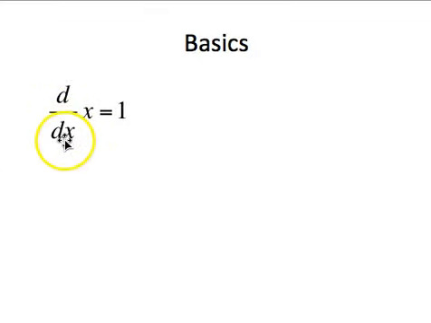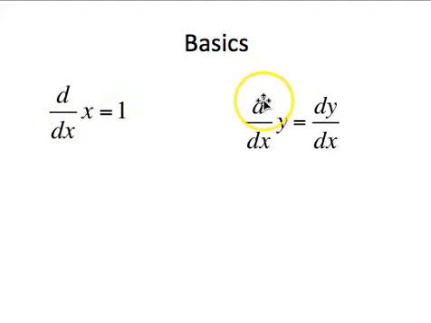The derivative with respect to x of x is 1. We know the derivative of x is 1, but we need to know what variable we're interested in. The derivative with respect to x of x, the x's match, and the answer is just 1. But if I take the derivative with respect to x of y, that is dy dx. That'll be important for us to know.